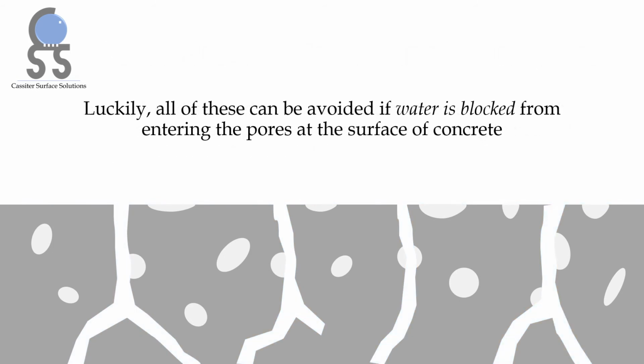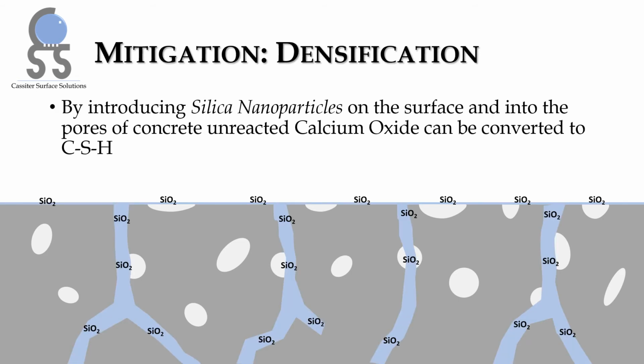Luckily, if we can stop water from entering the concrete pore structure, all of these types of damages can be mitigated or eliminated. Our surface treatment involves two main mitigation strategies that once combined all but guarantee stopping the seepage of water and ions. Concrete densification is based on introducing silica sprayed as a suspension in water on the surface and into the pores to react with the free calcium oxide to convert it into calcium silicate hydrate, which is the primary binder material of cement.